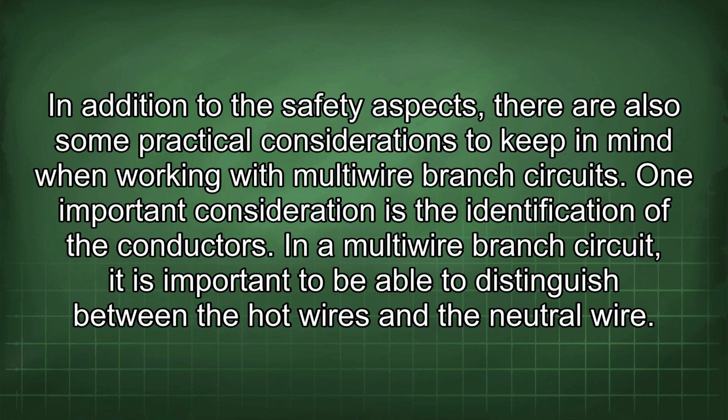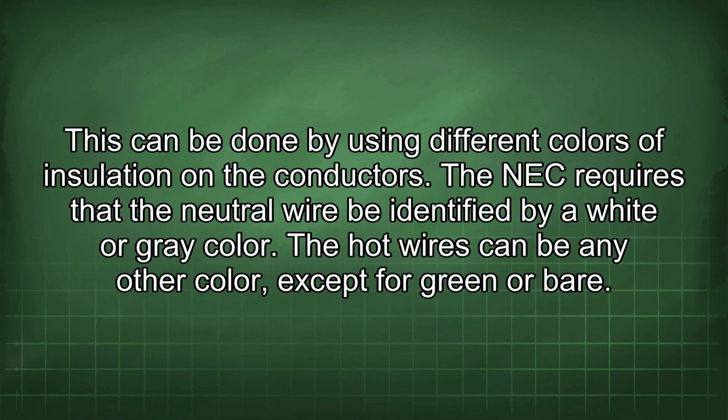In a multi-wire branch circuit, it is important to be able to distinguish between the hot wires and the neutral wire. This can be done by using different colors of insulation on the conductors. The NEC requires that the neutral wire be identified by a white or grey color. The hot wires can be any other color except for green or bare.